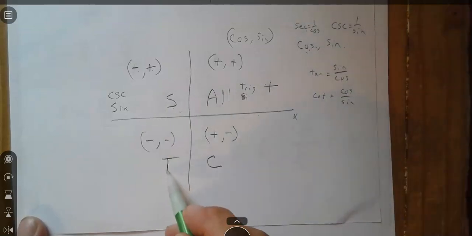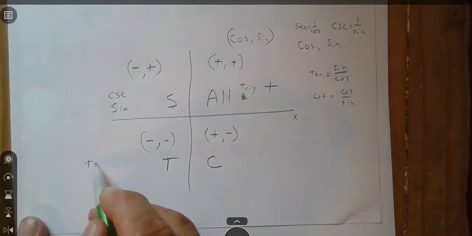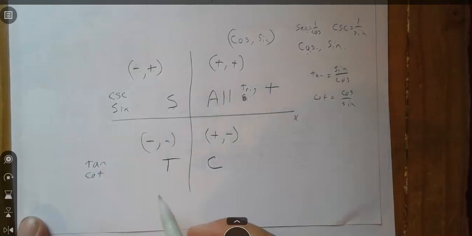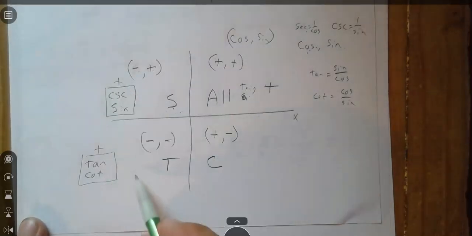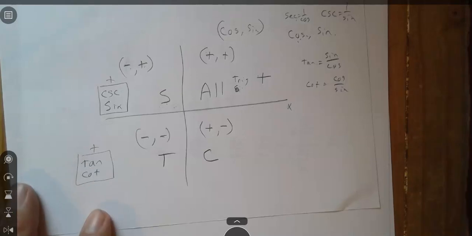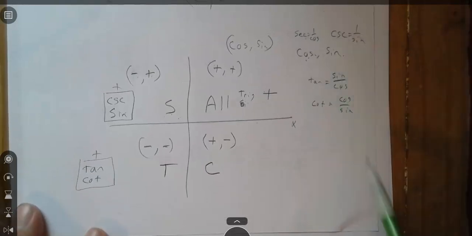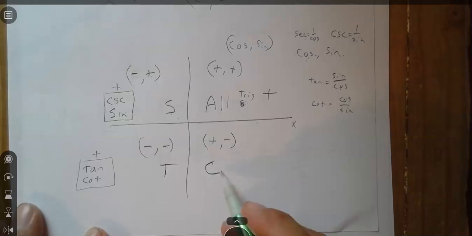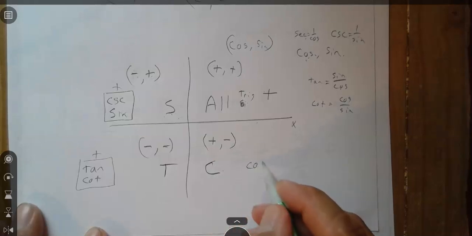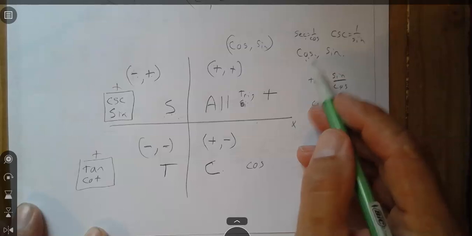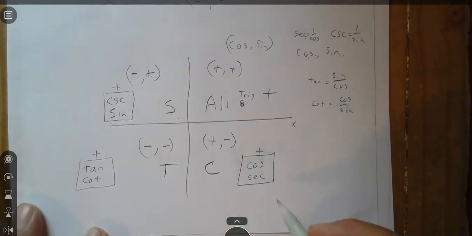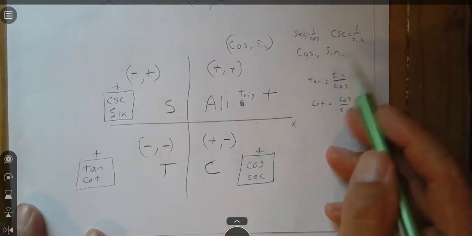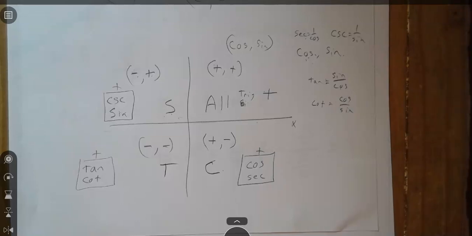So then here my T is for tangent. So my tangent and cotangent are positive because a negative divided by a negative is a positive. So those are my positive ones. All the rest are negative, meaning cosine, secant, sine, and cosecant are negative. And then my last one is C for cosine being positive, and of course my secant because it goes with it, and then all the rest are negative: tangent, cotangent, sine, and cosecant.